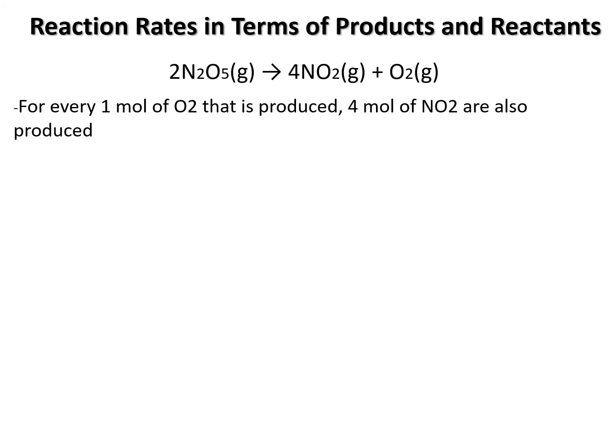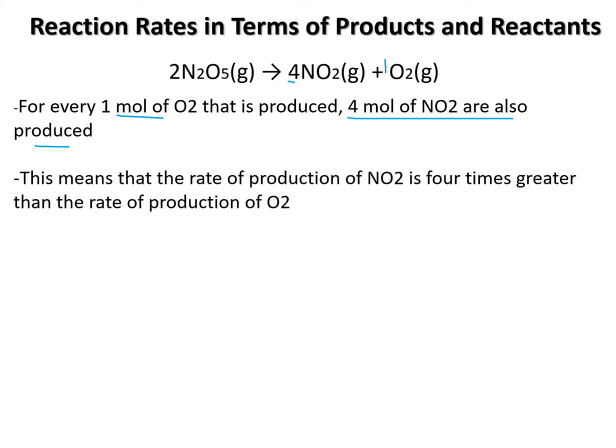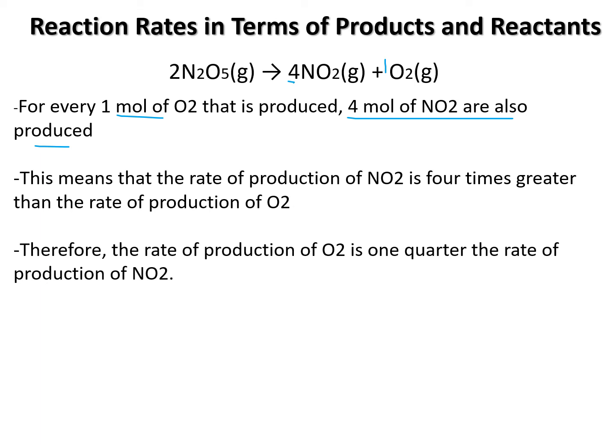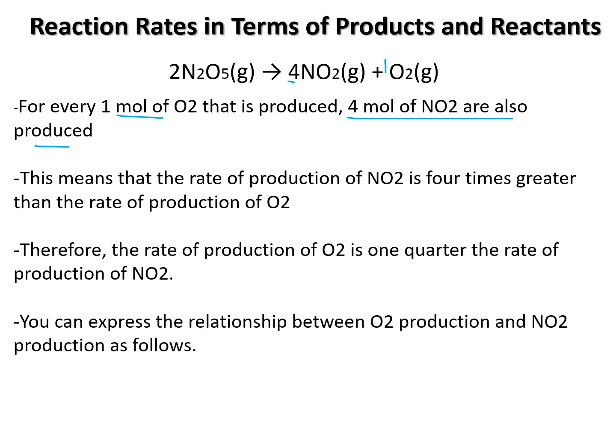So for every 1 mole of O2, notice there's a 1 in front, we've got 4 moles of NO2 being produced. So we can compare those. This means the rate of production of NO2 is 4 times that of the oxygen, because there's a 4 in front of the nitrogen dioxide. Therefore, the rate of production of O2 is 1/4 the rate of production of NO2. So you can express this rate as the following. And if you wanted to express it the other way around, you'd of course have a different ratio. And don't forget that there are all positives in here because we are producing something.